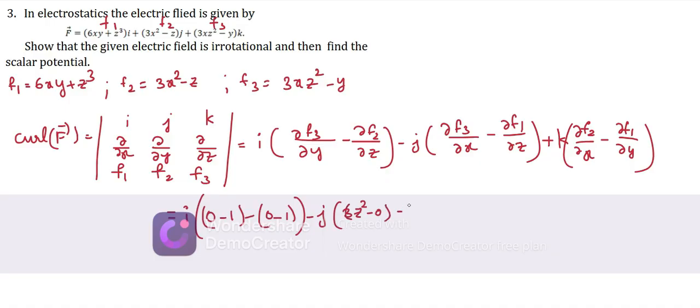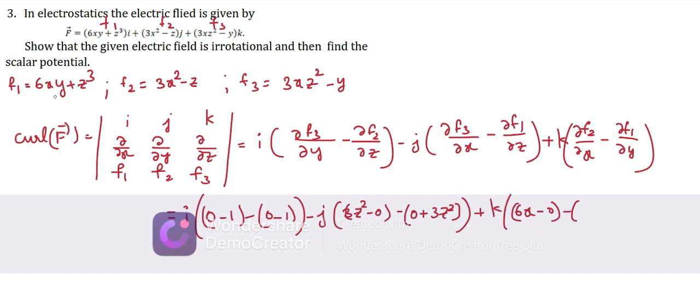Okay, so minus, let us differentiate f1 with respect to z. So x and y are constant here, so 6xy is constant, the differentiation of that is 0, plus the differentiation of z cube is 3z square, plus k into the differentiation of f2 with respect to x, which is here 6x, 3 into 2x, that is 6x, minus 0, right? Y and z are constant there, minus the differentiation of f1 with respect to y.